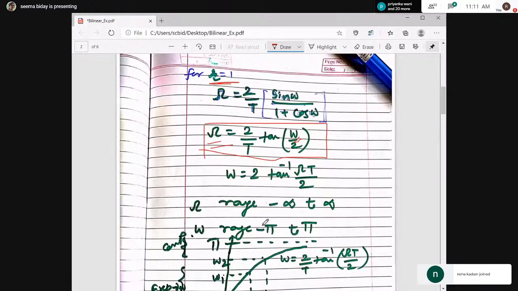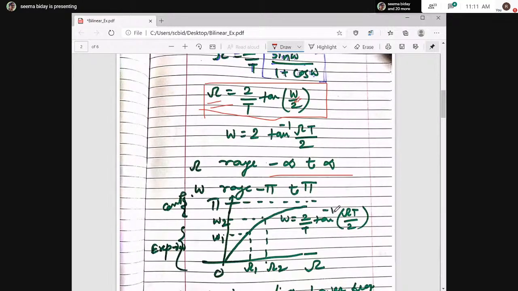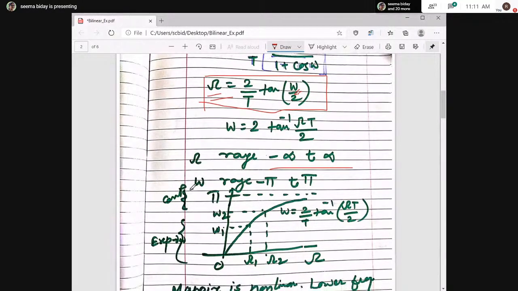Now, what is the range of Omega, which is the analog signal frequency? The range of Omega is minus infinity to infinity. We know that for digital frequency, the range is minus pi to pi. It means the entire range from minus infinity to infinity is mapped to minus pi to pi.